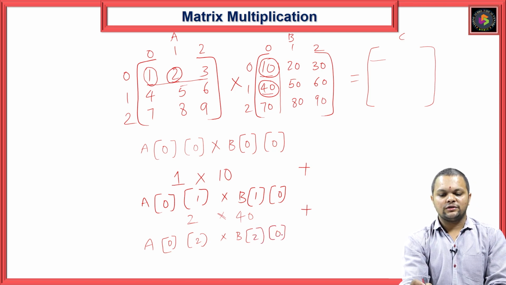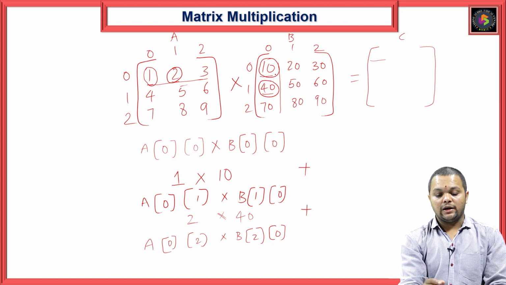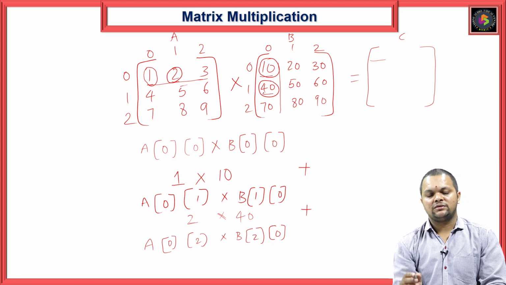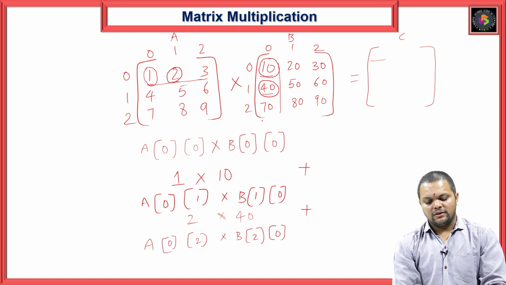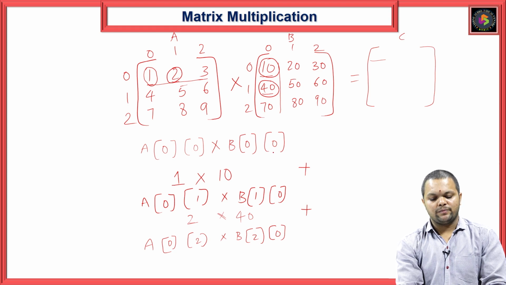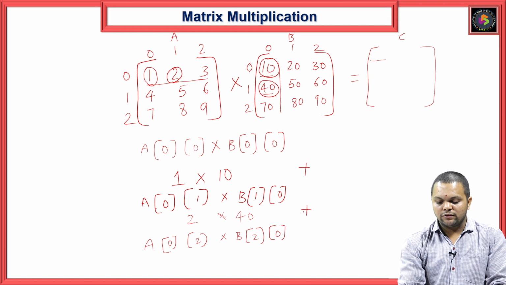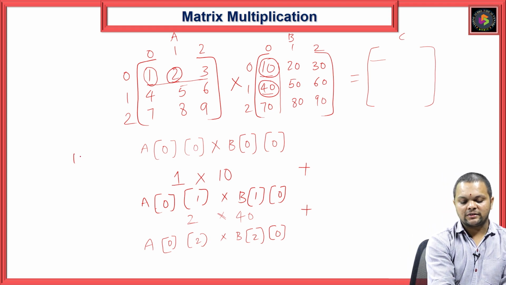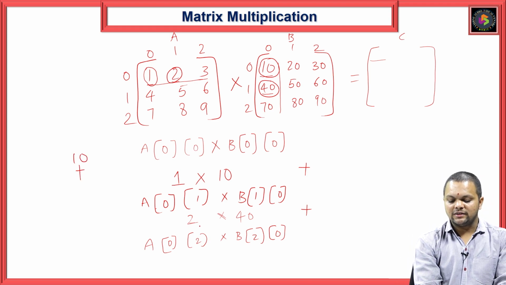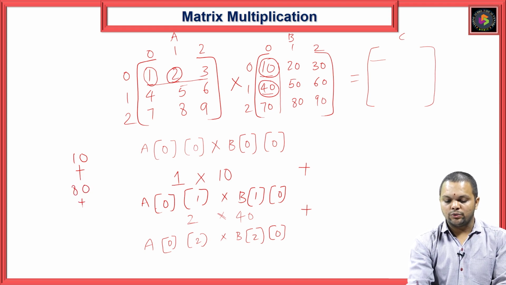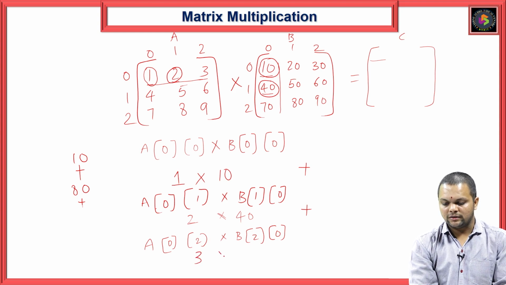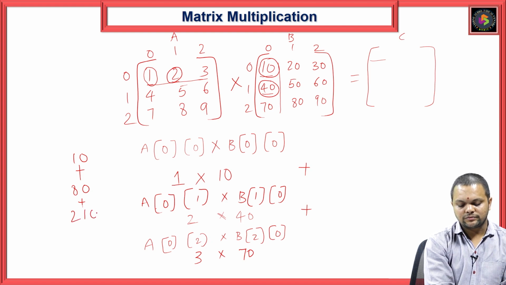A of 0, 0 is multiplied with B of 0, 0. A of 0, 1 is multiplied with B of 1, 0. A of 0, 2 is multiplied with B of 2, 0. And the addition of all this: 1 into 10, you got the answer as 10, plus the next thing is 2 into 40, you got the answer as 80. And the next thing is A of 0, 2 into B of 2, 0, it's nothing but 3 into 70. You got the answer as 210.